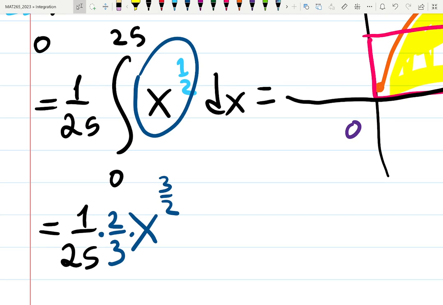Power rule: x to the n plus 1, over n plus 1. 1/2 plus 1 is 3/2, divided by 3/2. Divided by 3/2 means multiply by 2/3. So now, you can put parentheses if you want, or not. I put a bar, and then I put 0 and 25.